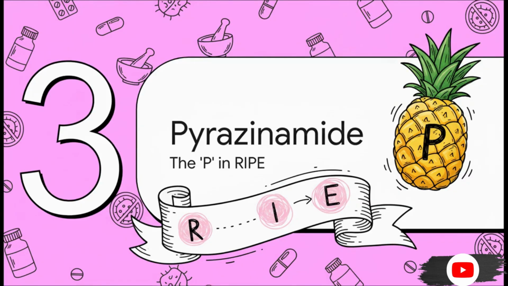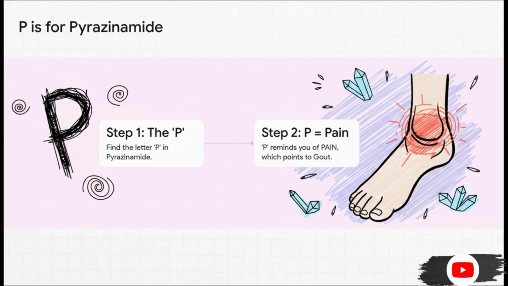The third drug in our R.I.P mnemonic is pyrazinamide. Let's see what clue is hiding in this name. The first letter here is P, and the association is immediate. P is for pain. Why? Because pyrazinamide can raise uric acid levels in the body, which can sometimes lead to a really painful attack of gout. So just remember, pyrazinamide, P, pain, which points to gout.